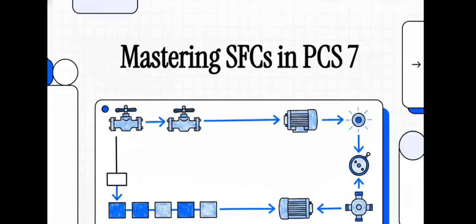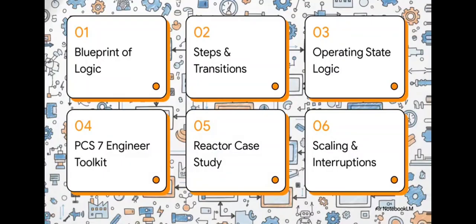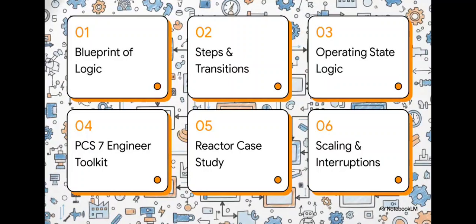Let's dive right in. Okay, let's dive into this bottom-up roadmap. First, we'll look at the blueprint of sequential logic. Second, the anatomy of steps and transitions. Third, mastering operating state logic. Fourth, the PCS7 engineer toolkit. Fifth, a reactor case study application. And finally, number 6, scaling and handling interruptions.